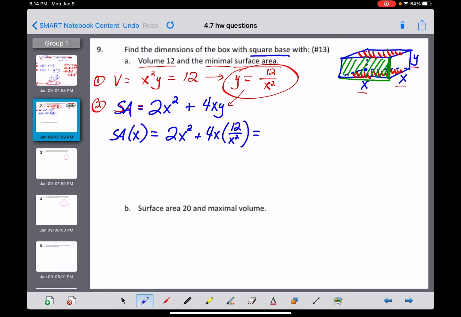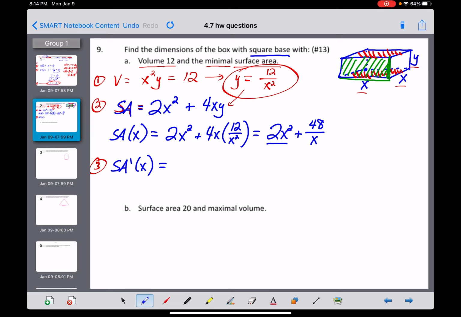And I'm pretty sure that can be simplified now into 2x squared plus the 4 times 12 is going to be a 48. X divided by x squared is just going to put an x on the bottom. So that's our surface area just as a function of x. Step 3, let's take the derivative now of that function we just came up with, SA prime of x.